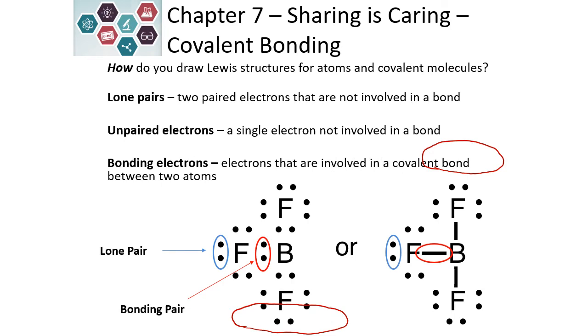Our electrons will want to eventually form bonds, and if they are shared and located between the 2 elements, this is what we call a bonding pair: the electrons that are actually involved in the covalent bond between 2 atoms. When we have a bonding pair of electrons, we typically draw it as a straight line representing that bond.